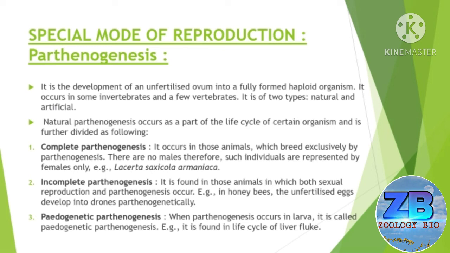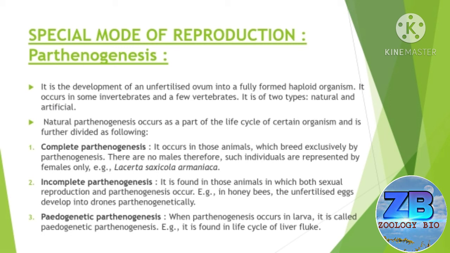The first one is complete parthenogenesis. It occurs in those animals which breed exclusively by parthenogenesis. There are no males, therefore such individuals are represented by females only. Example, Lacerta saxicola armeniaca.